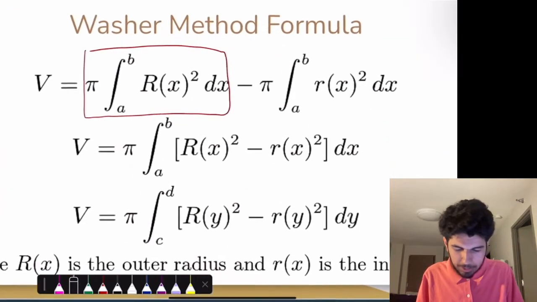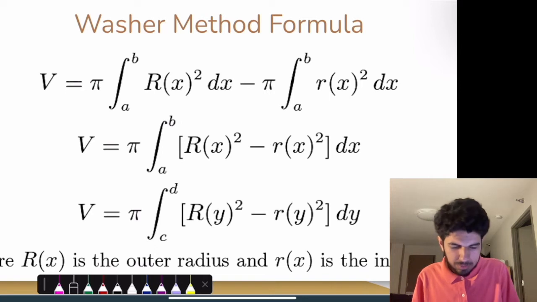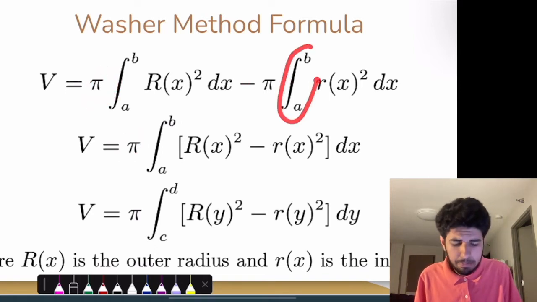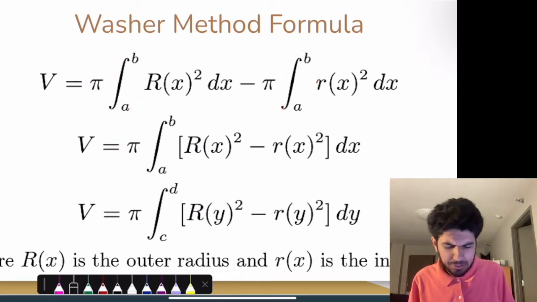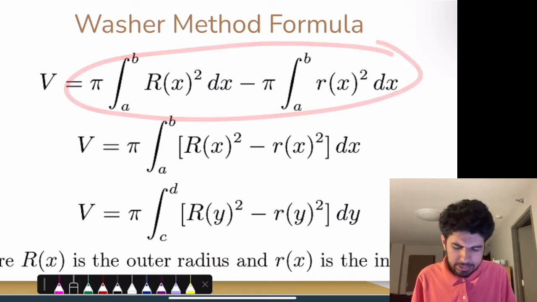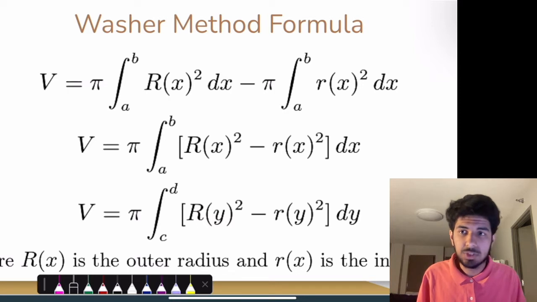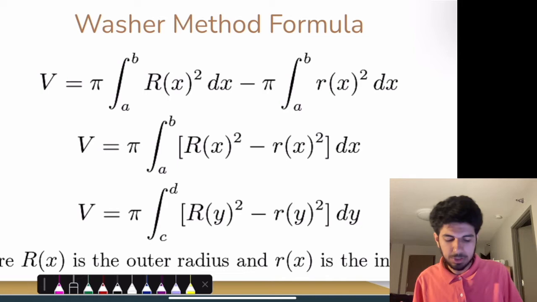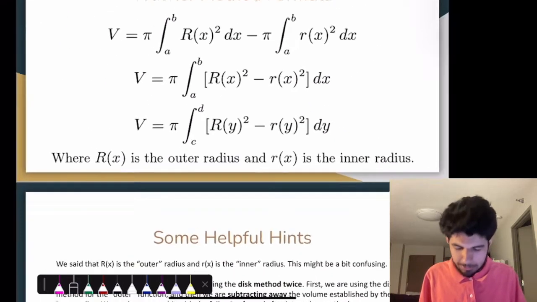Hopefully that makes sense, but this formula can simplify. You notice that there are like terms of pi here, so we can factor that pi out. The bounds of integration are identical, so you can combine it into one formula. Sometimes I'll use this, sometimes I'll switch to this. And again, depending on the axis of rotation, if it's vertical or horizontal, we might have to do a change of variables. So when we have to do it in terms of y, it'll be in terms of y.